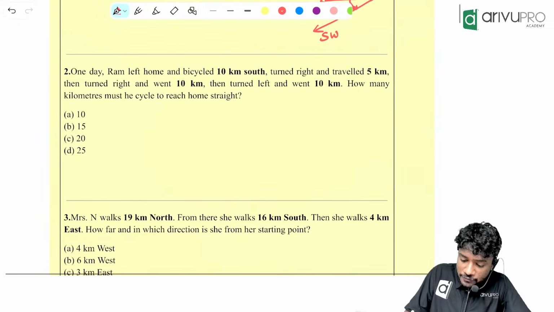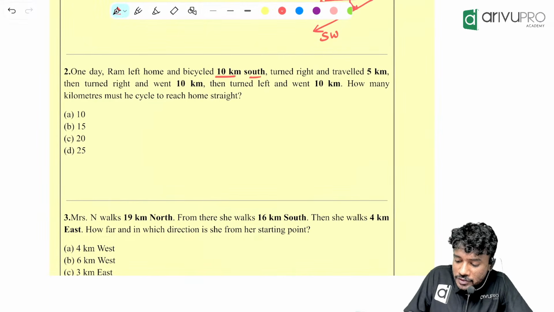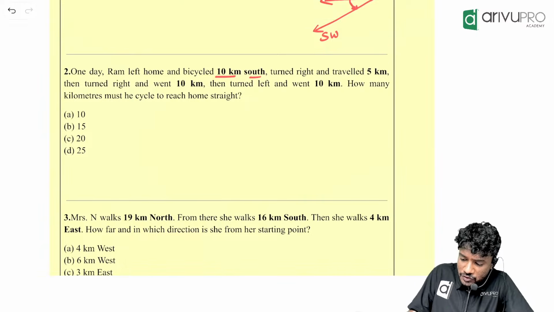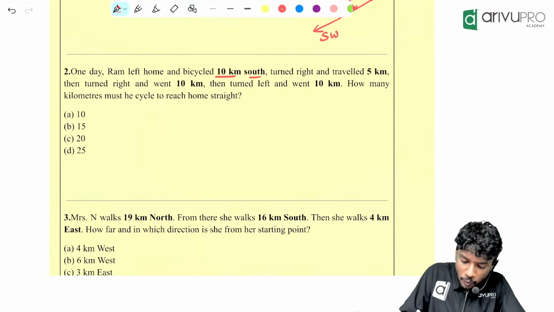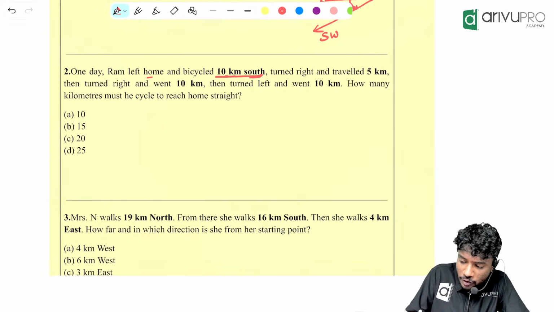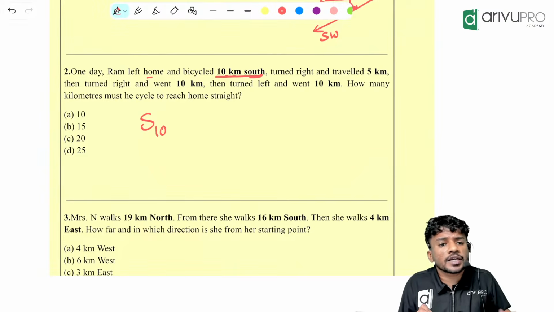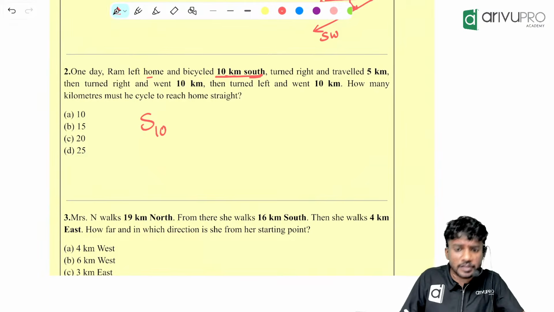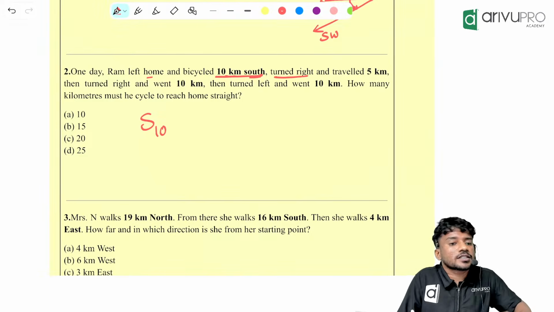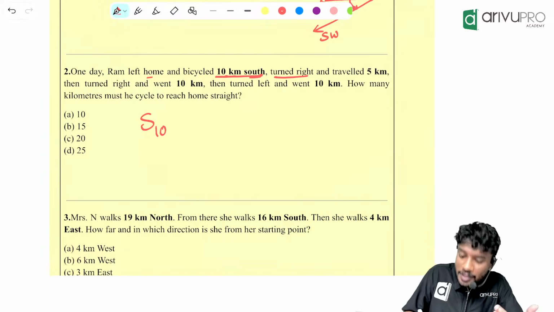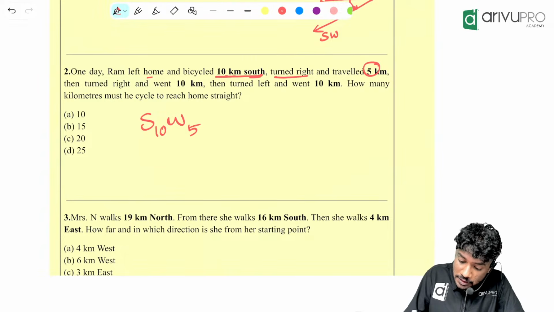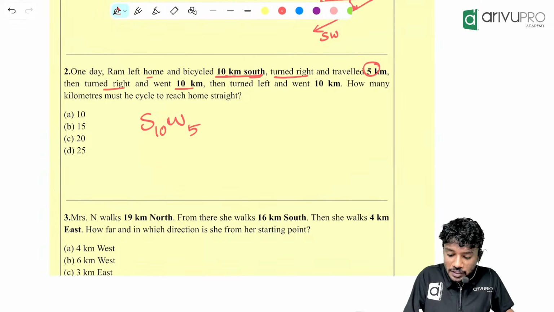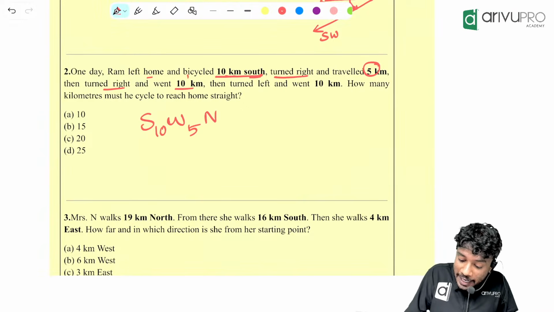One day Ram left home and bicycled 10 kilometers south. Then we will read what type of question they are asking. How many kilometers must he cycle to reach home straight, or they are asking for the shortest distance. Now, Ram left home and bicycled 10 kilometers south, so he is moving 10 kilometers in the south direction. Then turned right. What is right of south, people? Right of south is west, and traveled 5 kilometers. Then turned right again and walked 10 kilometers. Right of west is what? North, and 10 kilometers.